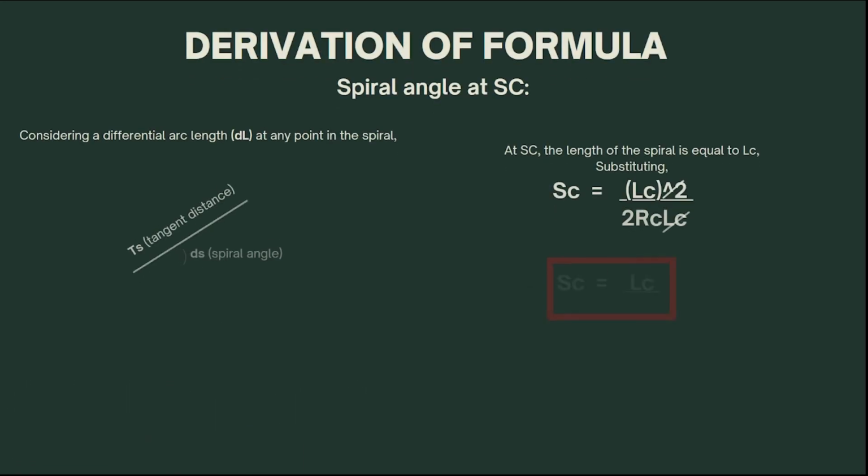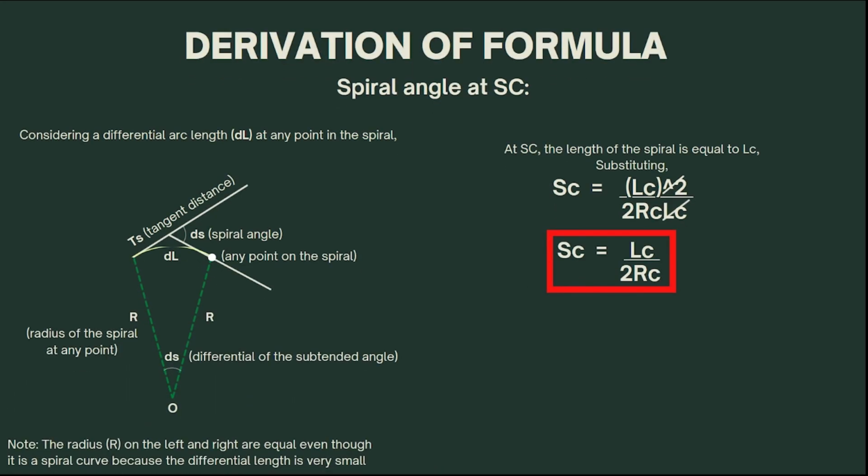Following this, we look for the formula for the spiral angle at SC, the point between the spiral and the curve. At SC, the length of the spiral is equal to LC. Thus, we substitute SC equals LC squared over 2 RC LC, where we can easily cancel the numerator by one of the denominator. This comes out to the formula of SC equals LC over 2RC.